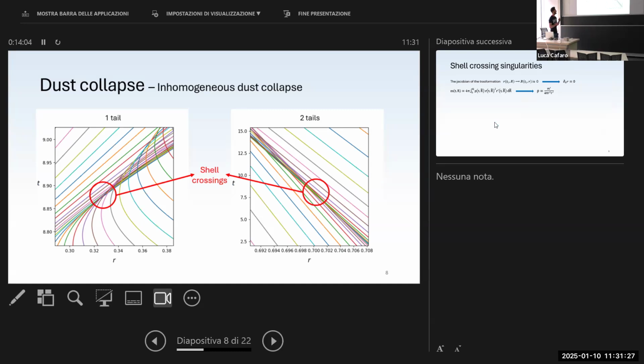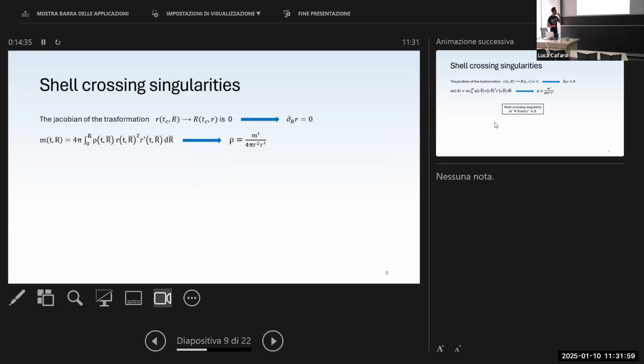The reason why I divided the cases into one tail and two tails is because with one tail, this happens soon after the bounce. So you see here the shells are re-expanding, whereas here they are still collapsing. So this shell crossing will also be present in classical GR because this happens before the bounce. This one instead would happen after the singularity, so those are not present in classical GR. Those are a pure quantum effect. Okay, shells cross, is that bad? Well, the answer is yes, but there is a way out.